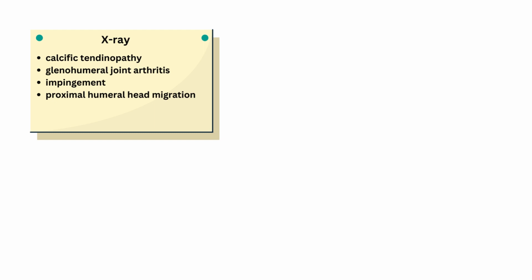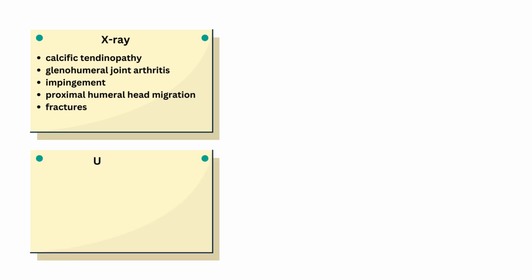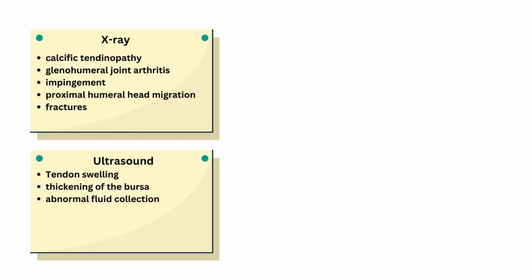Diagnostic imaging helps in efficient management of the patient with shoulder pain. X-ray is conducted for calcific tendinopathy, glenohumeral joint arthritis, impingement, proximal humeral head migration seen in severe rotator cuff dysfunction, and fractures. Ultrasound helps in the evaluation of tendon swelling, thickening of bursa, abnormal fluid collection, calcific tendinopathy, and rotator cuff tear. MRI is used to detect rotator cuff tear.